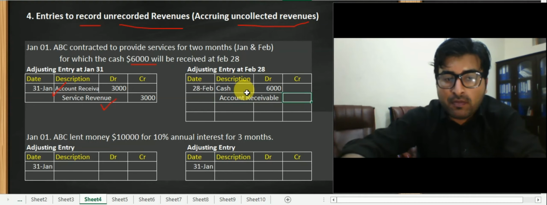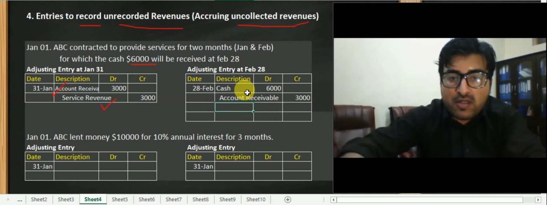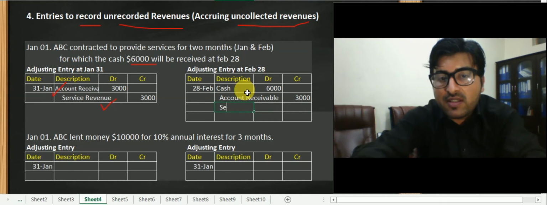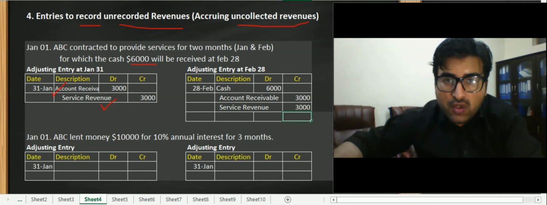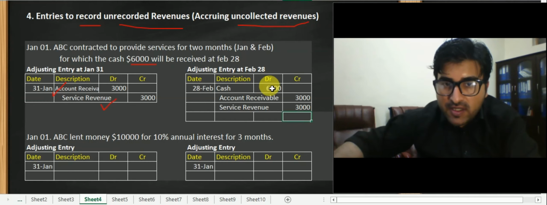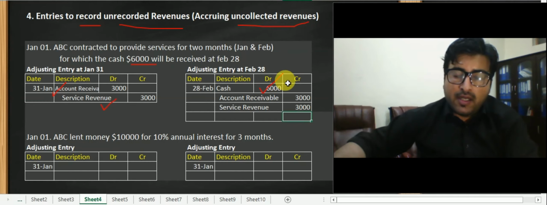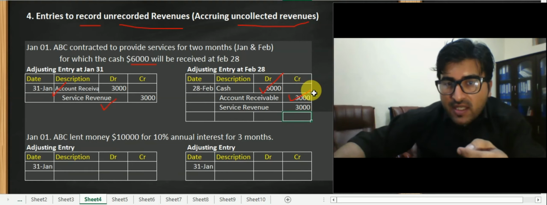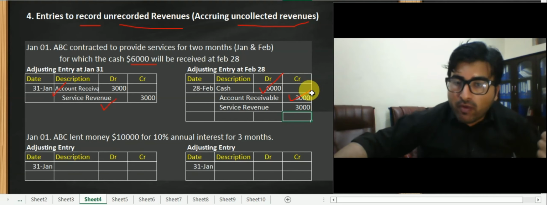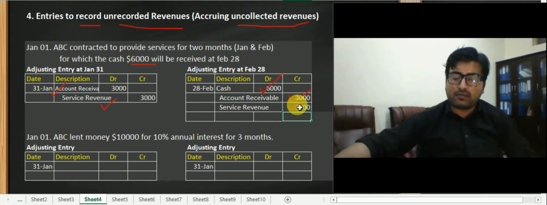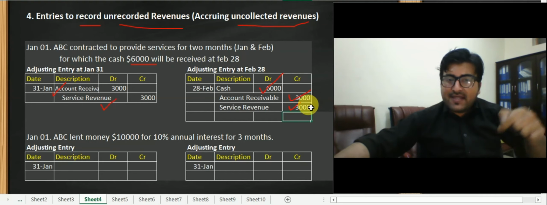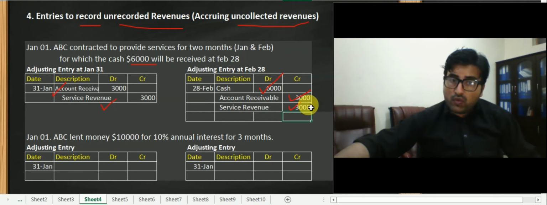How much? 3,000. And what else should be credited? Service revenue, right? How much? 3,000. Look, dear students, so much easy. You have received cash. How much cash you have received? $6,000. Okay, and 3,000 in this 6,000, this was the collection of the receivable from the previous month, and 3,000, this is the revenue of the February. Clear? So this is the second adjusting entry you have to record.